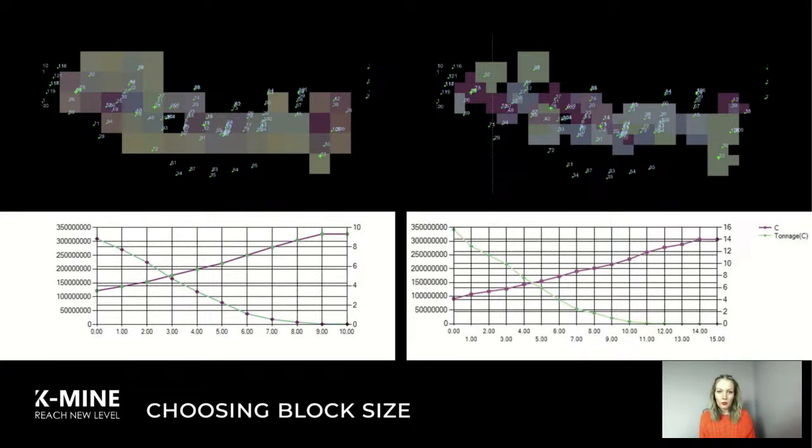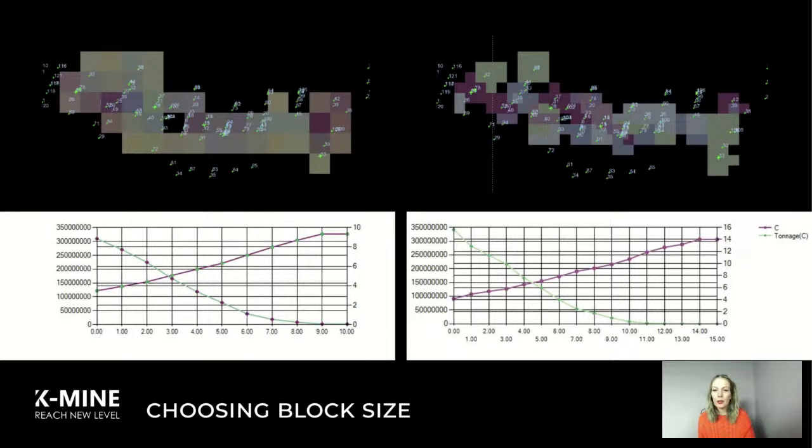On the other hand, if you select a block size that is too large, it's also useless in pit optimization and mine planning. For example, in K-Mine's mine planning model, which is called the scheduling model, the block sizes are set to match the time intervals indicated in the mine plan.